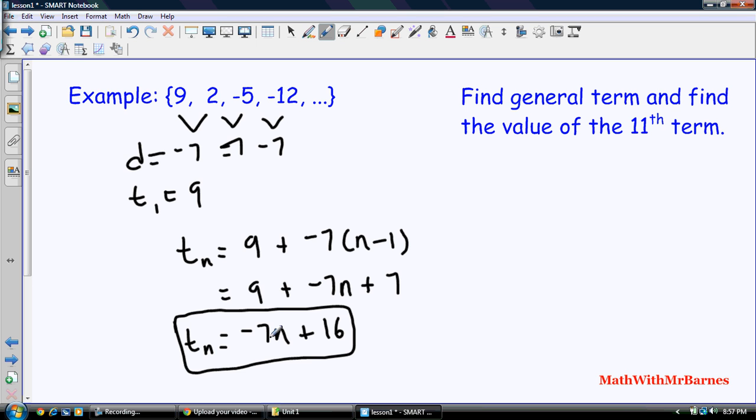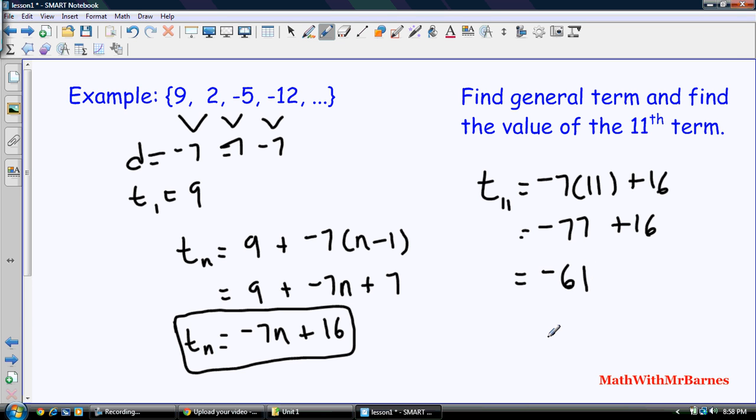You can check it. Try T2. I'm not going to go too high. So I got -7 times 2, -14 plus 16 is 2. Done deal. Good. It says find the 11th term. The 11th term corresponds with T11, and it would be -7 times 11 plus 16. -77 plus 16 corresponds with -61. So that is my 11th term. If you continued the sequence down till you got to 11 terms, this is what you would have.